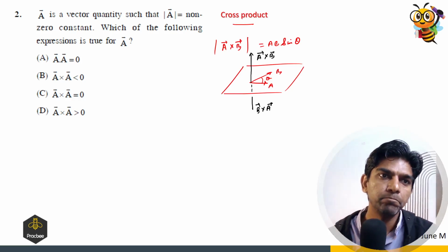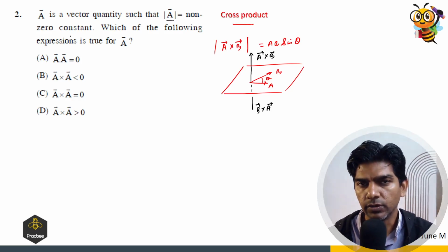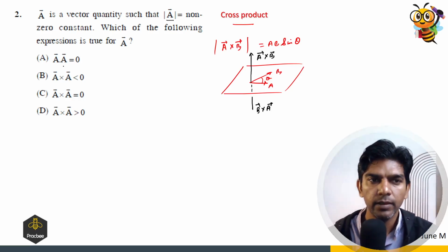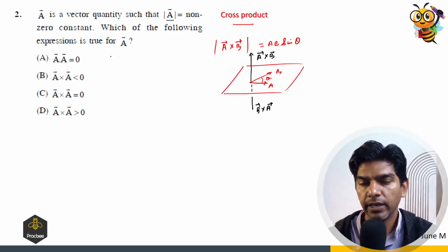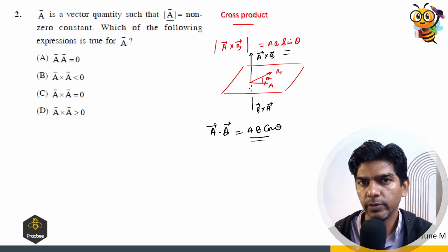So A is a vector quantity such that the magnitude of A is a non-zero constant. Which of the following expressions is true for A vector? Now it's not a unit vector, it has a certain magnitude. So here we have A dot A. Since both are the same vector, it is the dot product. So what is dot product? Let me quickly tell you. A dot B is given as AB cos theta, where theta is the angle between the two vectors, and the result will be a scalar quantity, but in cross product it will be a vector quantity.